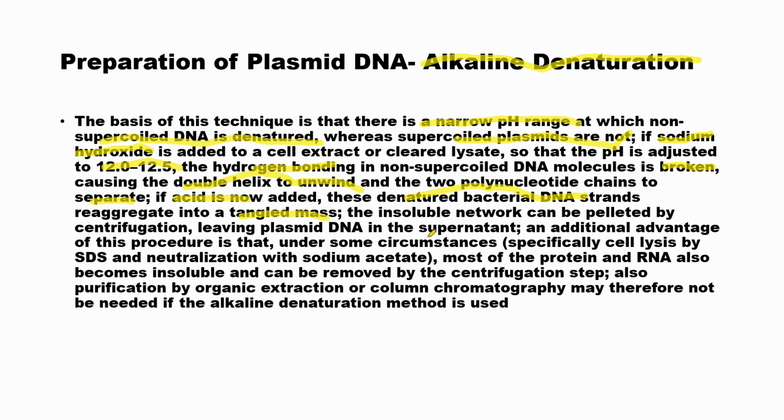Now this insoluble network, so that means it has become insoluble. It has become separated and segregated, so it can be pelleted. Now it can be pelleted by centrifugation, whereas plasmid DNA will remain in the supernatant. Clear? Now there is an additional advantage for this method.